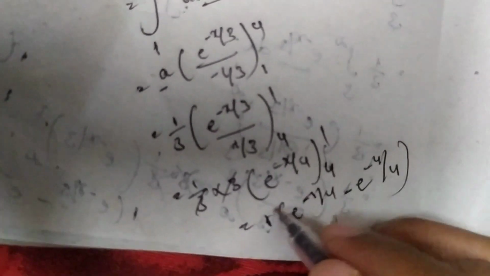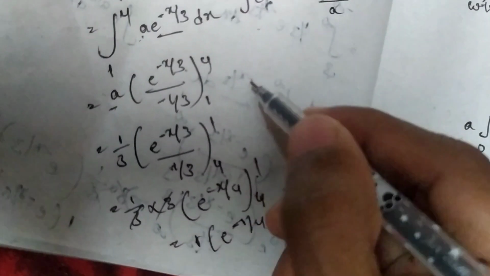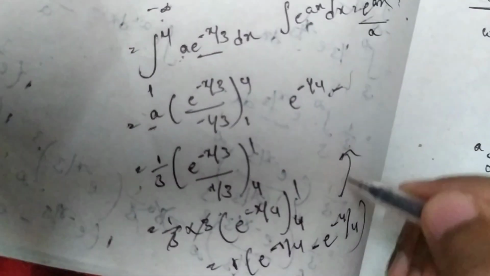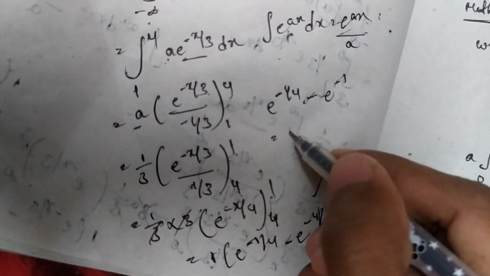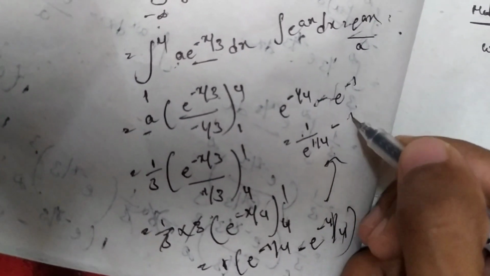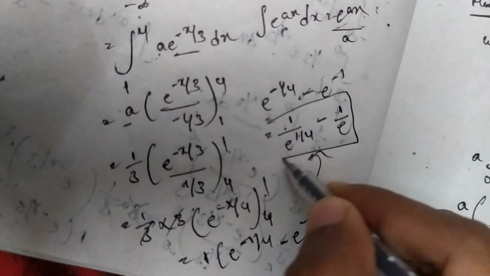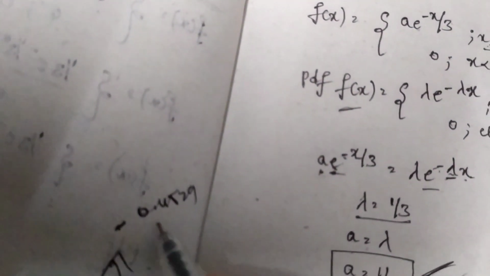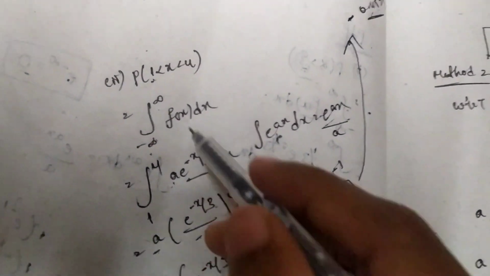By substituting these values in place of x we get e power minus 1 by 3 minus e power minus 4 by 3, that is 1 by e power 1 by 3 minus 1 by e power 4 by 3. By substituting these two values in the Casio we get the value 0.4529. So this is the method we take.